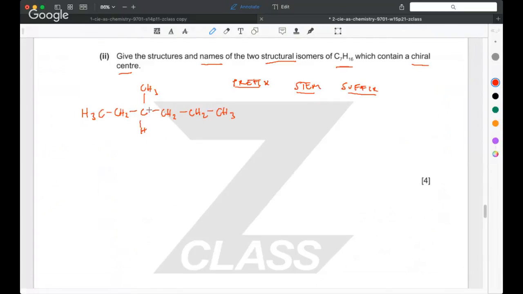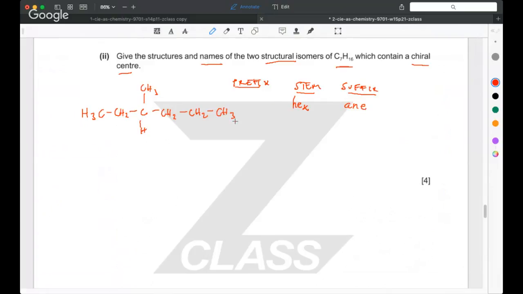So 1, 2, 3, 4, 5, 6. That's longer than counting that way. 1, 2, 3, 4, 5. So the stem is 6. When you have 6, then you use the word hex. Okay, hex. It's an alkane, isn't it? So the suffix is going to be an ane, so it's going to be hexane.